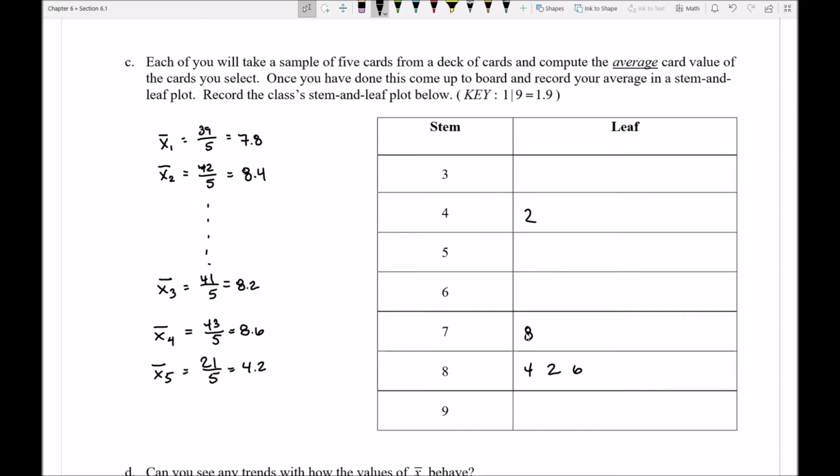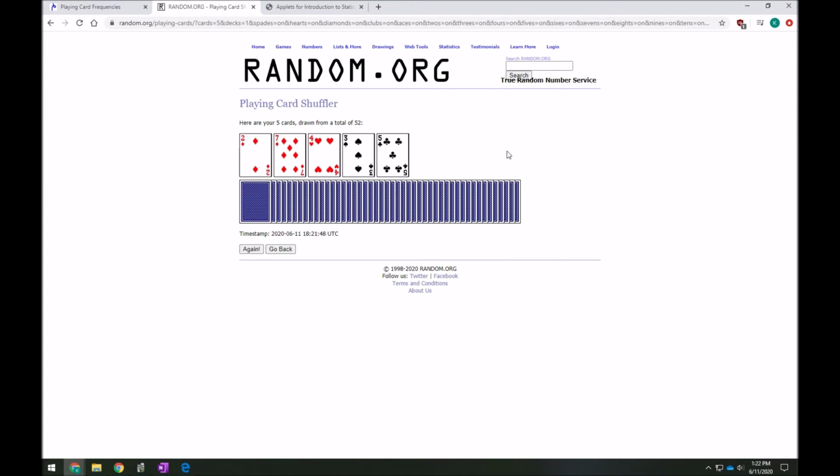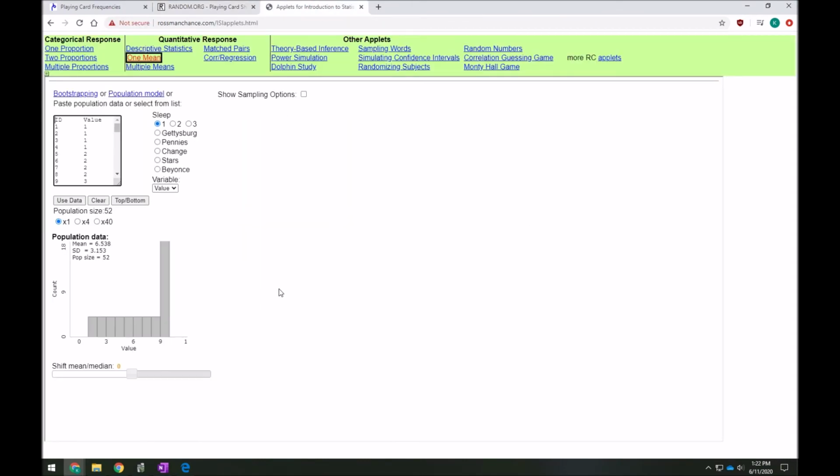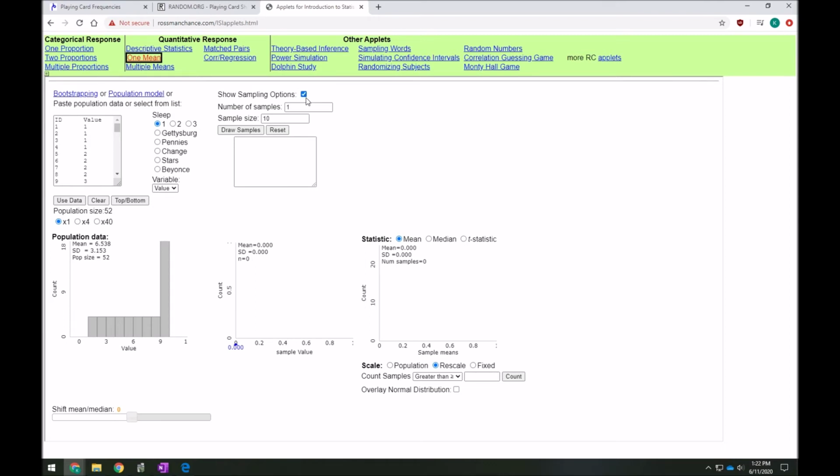To help with this, I'm going to go back to one of our simulation applets that we looked at the very beginning of the semester. You can see that over here in my simulation applet, I've already included all of the different values of the cards in my little scroll box here. And you can see a picture of the histogram that we have, where I can see that most of my things occur 4 times, and then the values of 10 are very, very large. And what I'm going to do is show some sampling options. We want to repeat the experiment that we were just doing.